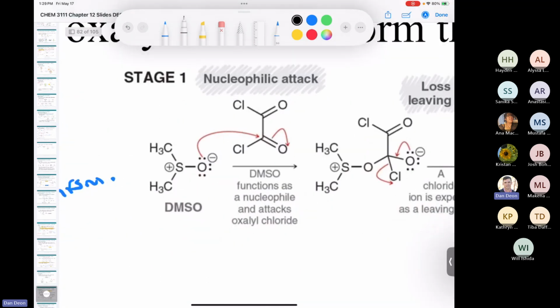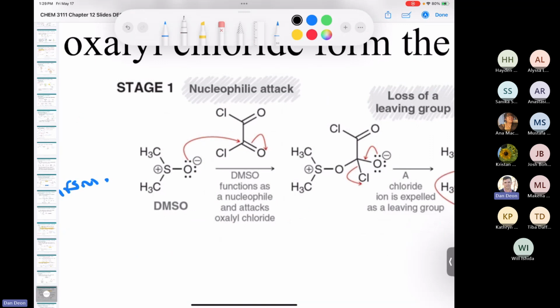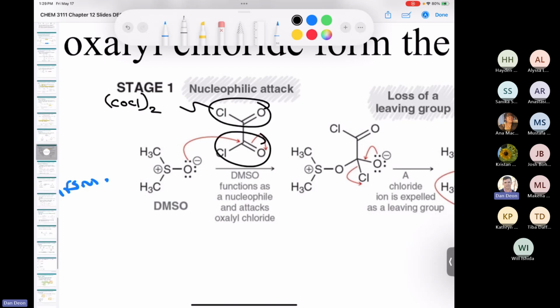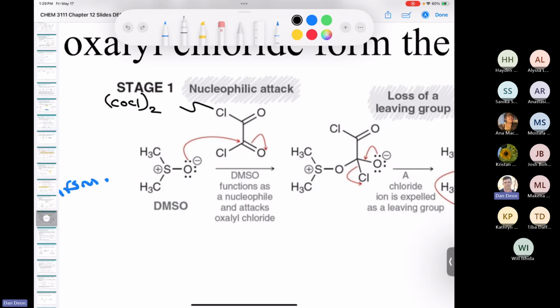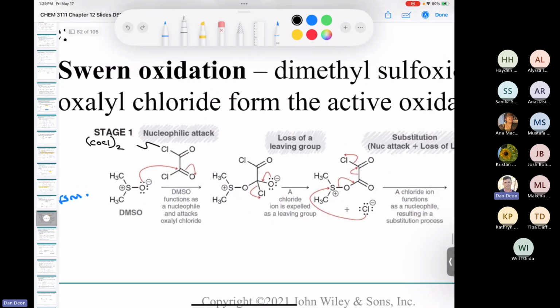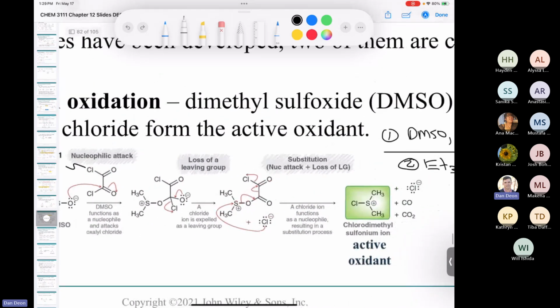Take a look. The first reaction doesn't even involve the alcohol. It actually involves the reagent, dimethyl sulfoxide, which reacts with the oxalyl chloride. This compound here is (COCl)2, right? There's COCl here and there's COCl there, so that's why we use that condensed formula. So it reacts with the oxalyl chloride, and then you do a substitution, which comprises a nucleophilic attack and a loss of leaving group, and then you make this chlorodimethylsulfonium ion.